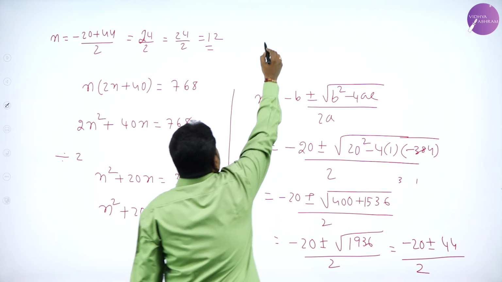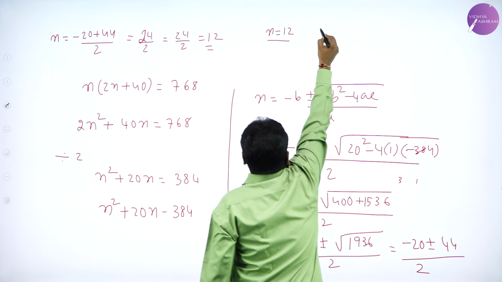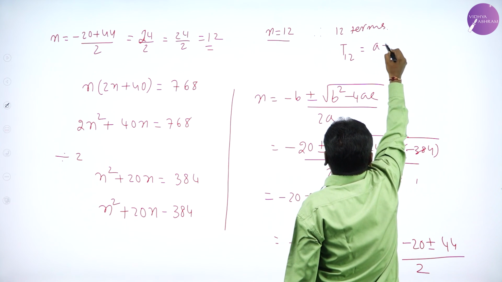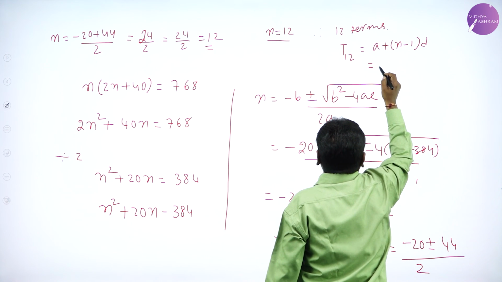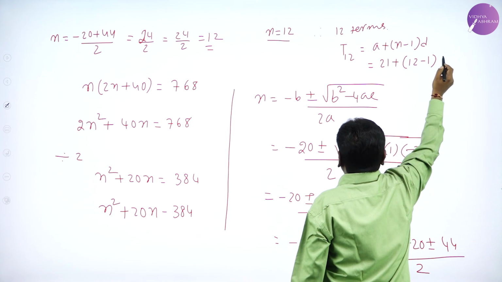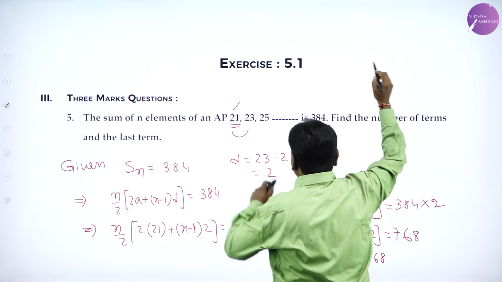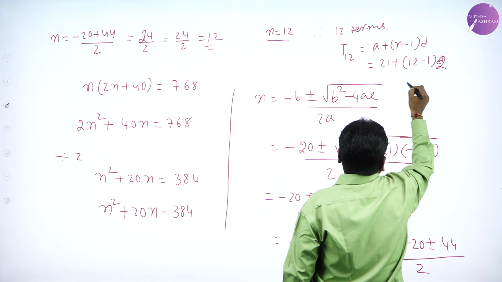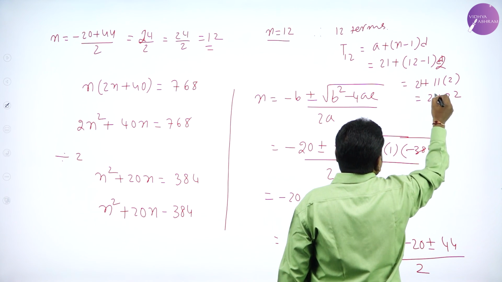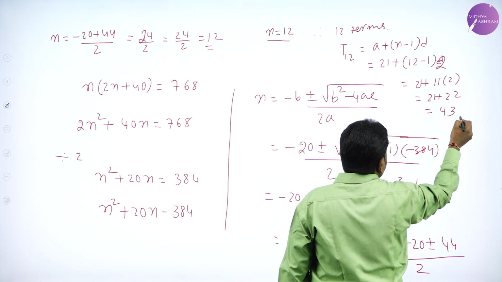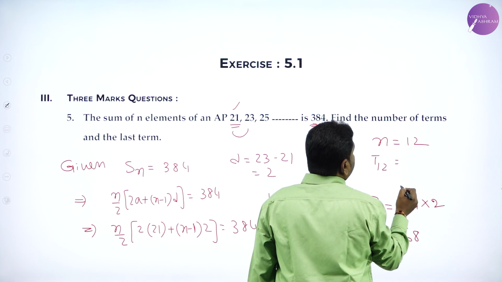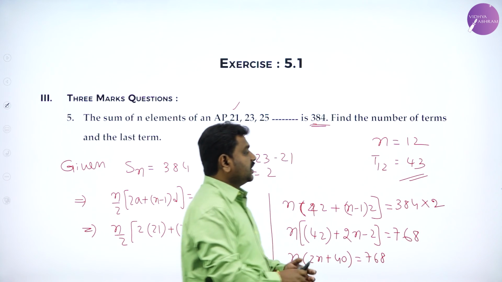So they want, how many terms are there? There are 12 terms. And they want the last term. Last term is t12. t12 is what? a plus n minus 1 into d. What is a, the first term? 21. So 21 plus 12 minus 1 into d. What is the common difference? The common difference is given as 2. Simplify this: 21 plus 11 into 2, 21 plus 22, that gives you 43. So we got n value 12, and t12 is 43.